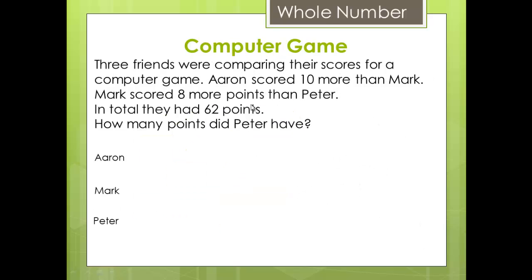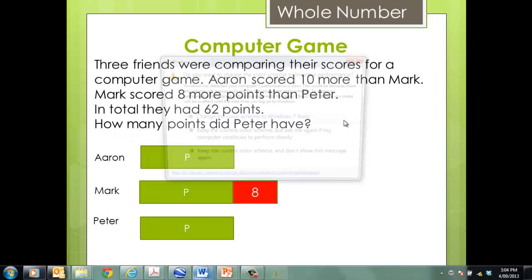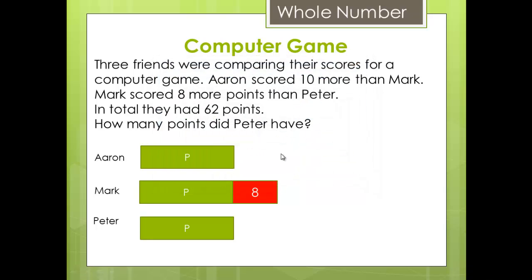Right, looking at this one over here, we've got some students or kids playing computer games. So the information is that Aaron scored 10 more than Mark, Mark scored 8 more than Peter, and they had 62 points all up. So what we could do is represent all the points that they got by that amount, and we know that Mark's got 8 more than Peter, and we know that Aaron's got 10 more than Mark.